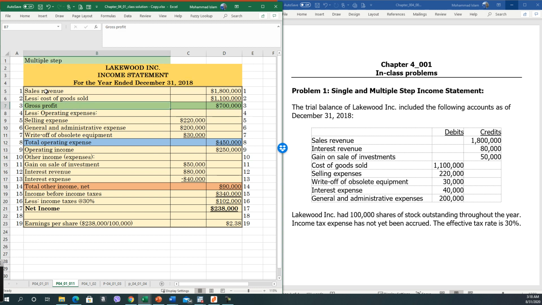See that we have classified the expenses and revenues based on their functions. We have operating expenses, the total operating expenses, then operating income. Then we have other income or expenses. So let's make it a different color. So this is how we prepare the multiple step income statement.